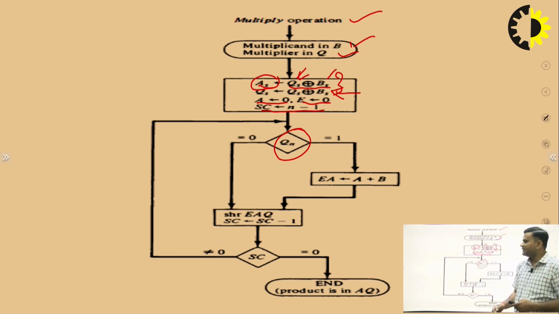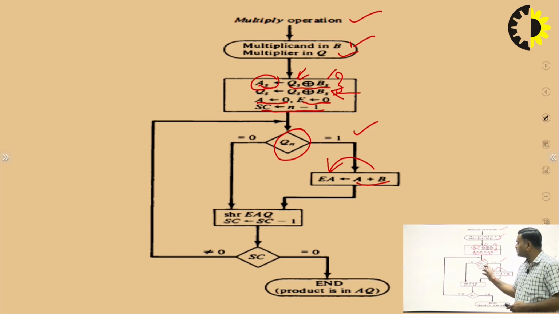So we have to check the Qn single bit. If this bit is 1, we have to perform A plus B. We have to add A plus B. The content of register A and the content of register B has to be added and go into the EA register.